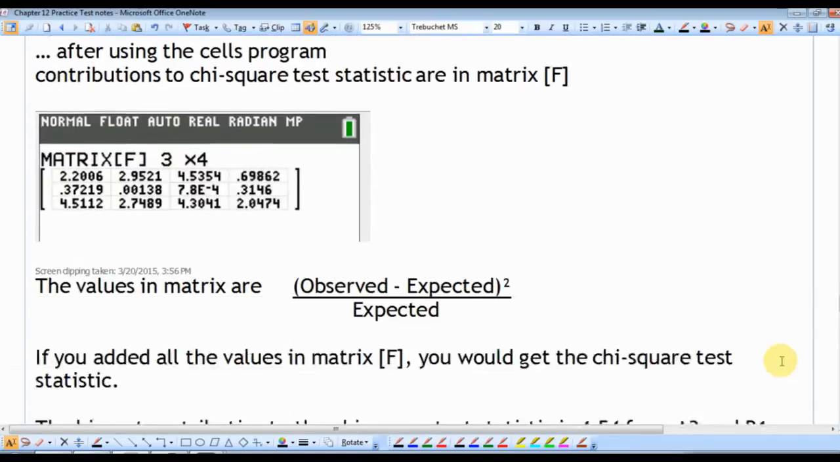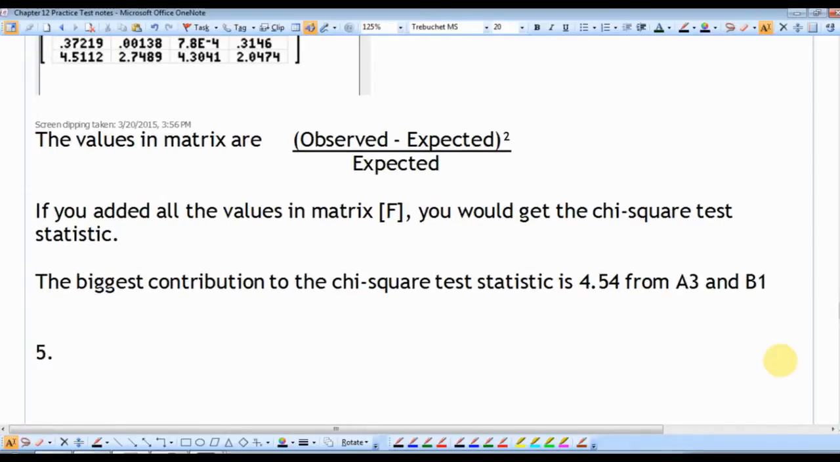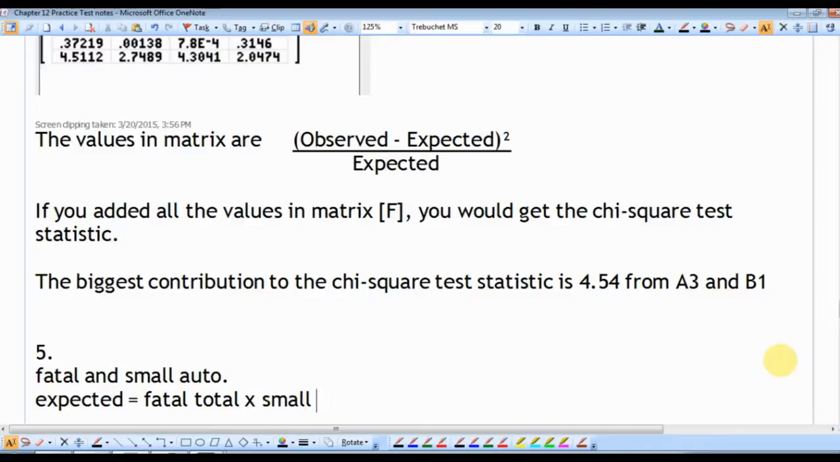All right, let's take a look at question 5 then. Question 5 says, using a suitable null hypothesis, find the expected frequency for the cell for fatal accident and a small automobile. Fatal and small auto. So that's going to be the fatal total times the small total, this whole thing divided by the grand total.